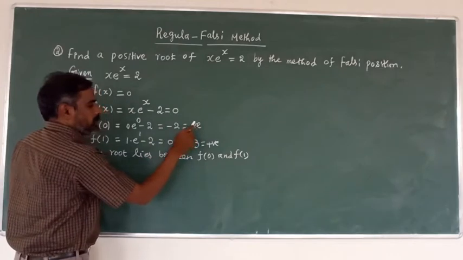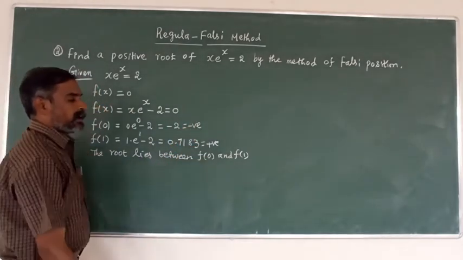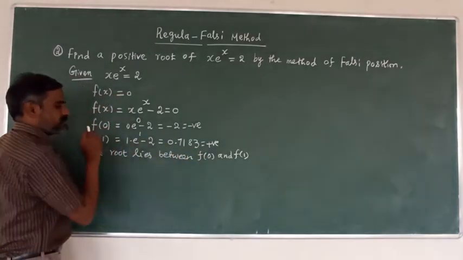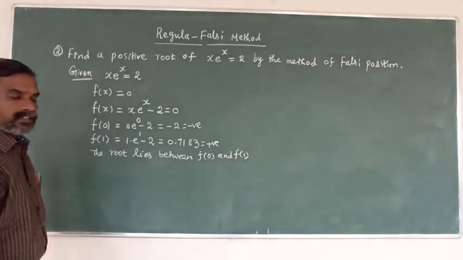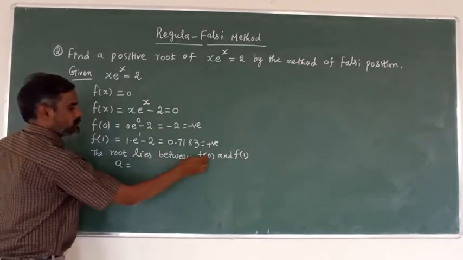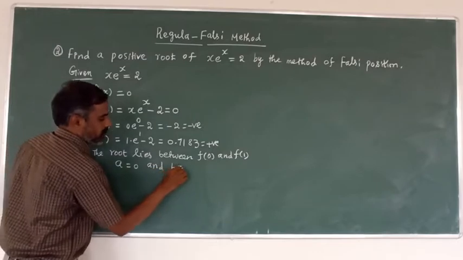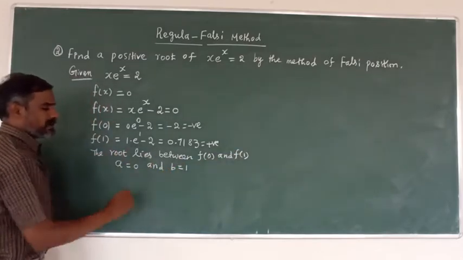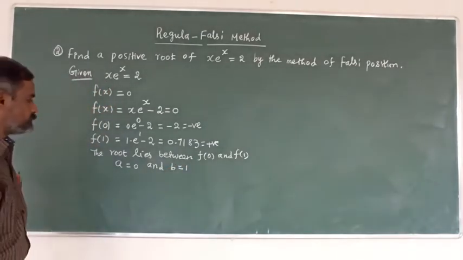One negative value and one positive value. Negative value f(0), positive value f(1). So a = 0 and b = 1. a is the negative value and b is the positive value.